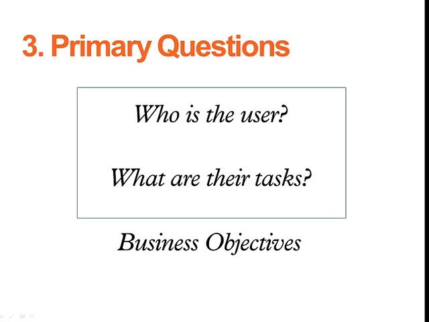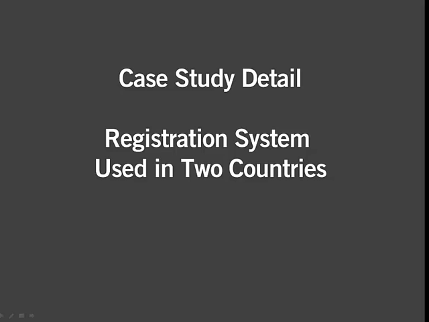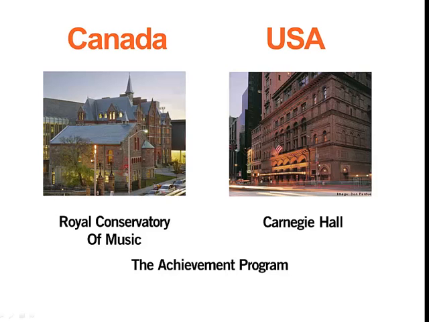So the detail about this case study, it was used in 2 different countries. Guess which ones? That's right. The Royal Conservatory of Music has a partner with the Carnegie Hall people, and they have this thing called the Achievement Program. It's basically a system of music exams. Royal Conservatory is known around the world, of course, for their education and their extremely great musical program, and a lot of it gets down to the exams.